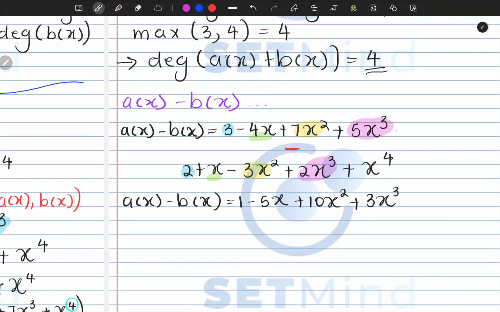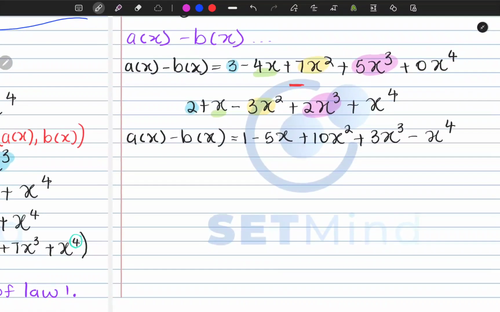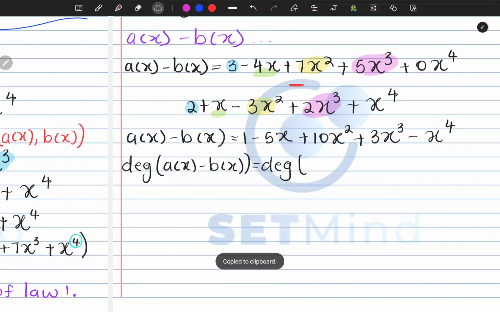And then we have no term here which represents x to the power of 4, which means all you have is 0x to the power of 4. When you subtract, you just get negative x to the power of 4. And if you look carefully, you can now have a look at the degree of a of x minus b of x, which is just the degree of what we just found above. Let's quickly copy that and give out the degree.